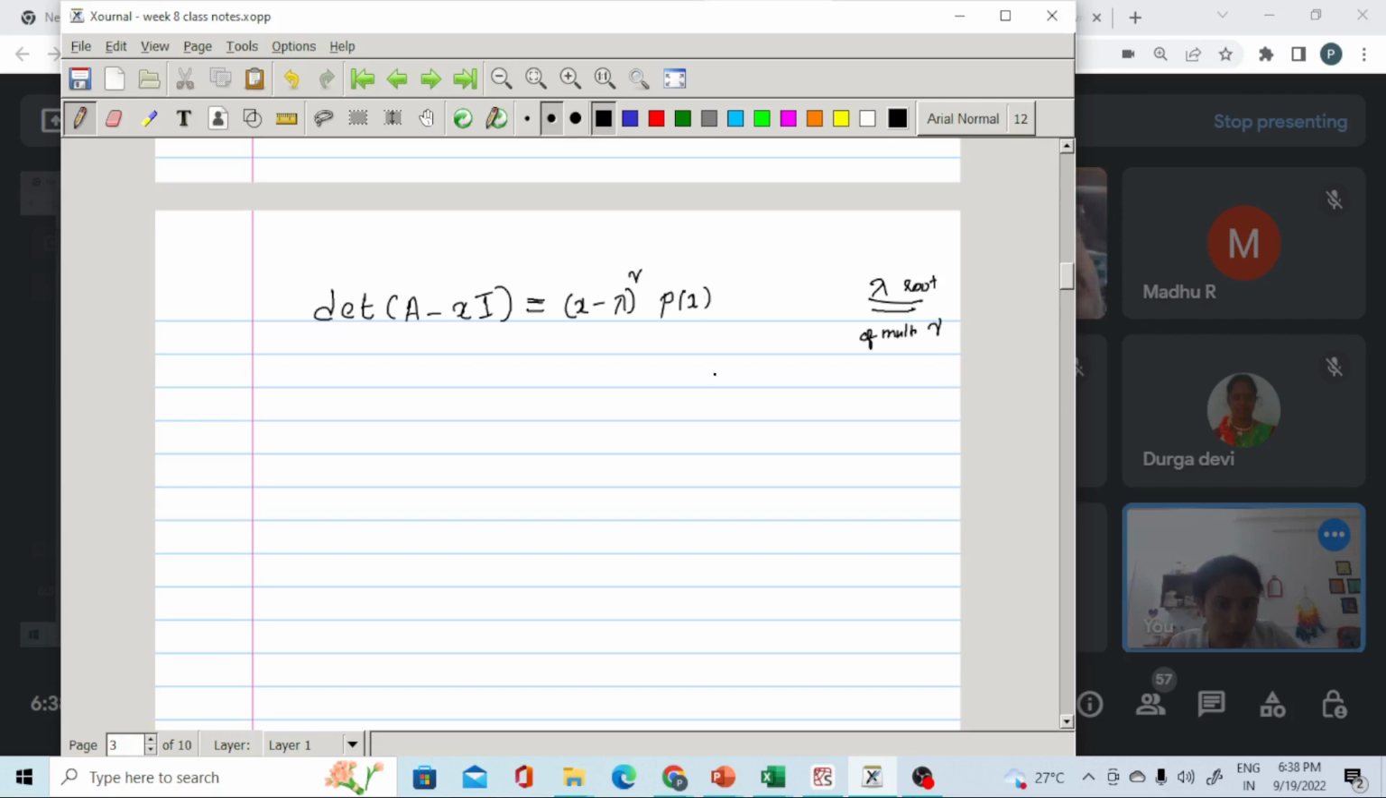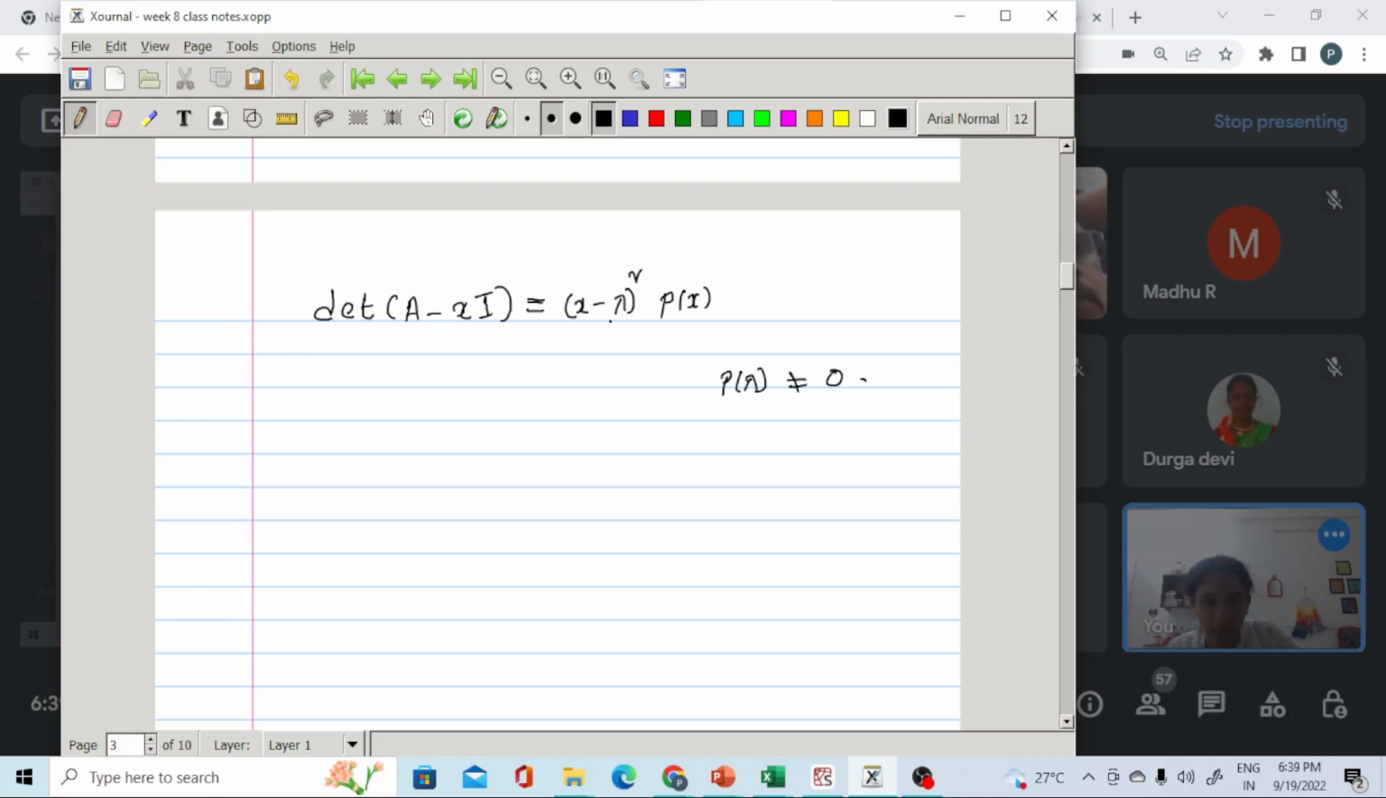What about p of lambda? Is it 0 or non-zero? It is not equal to 0, because r is the multiplicity. In the remaining factor, lambda will not be a root. So p of lambda is not equal to 0.